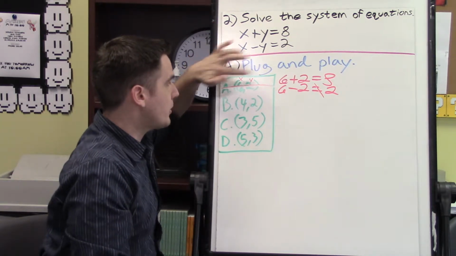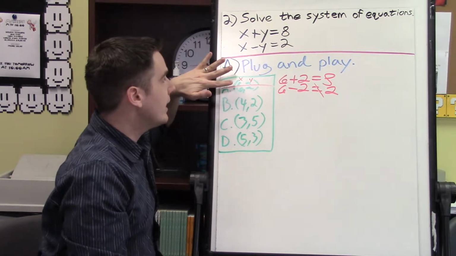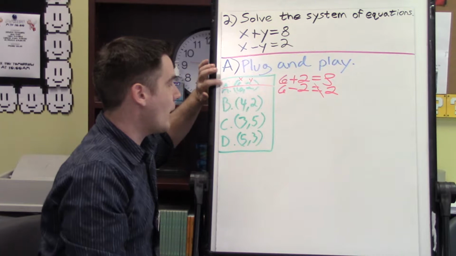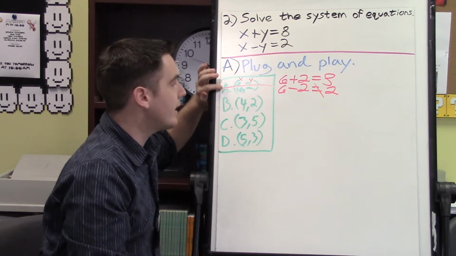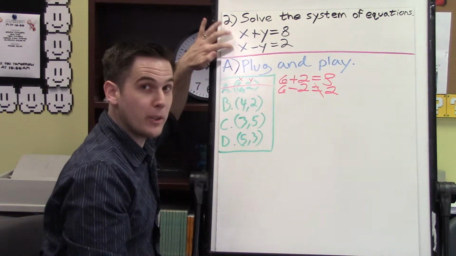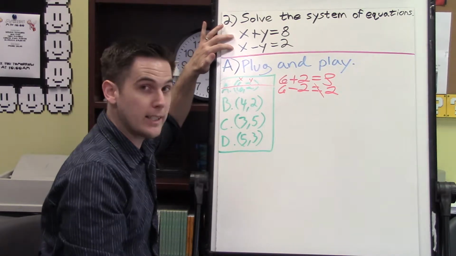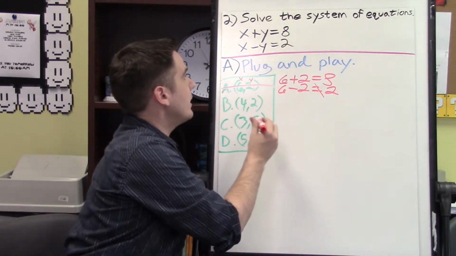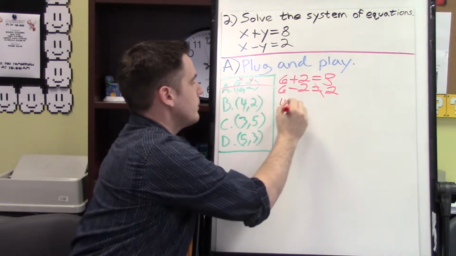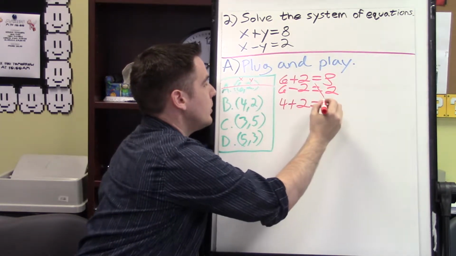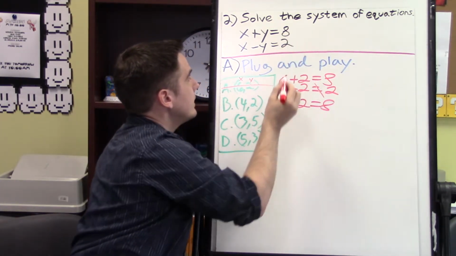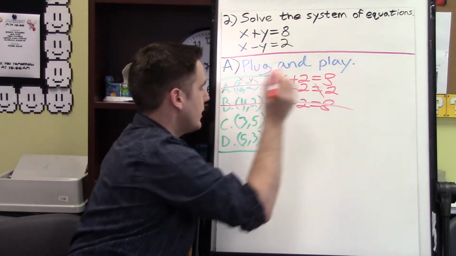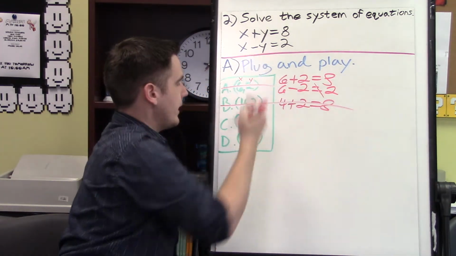It has to work for both. That's why you don't want to just plug into one and be lazy with it, because you could end up with the wrong answer. That would have been a trap you would have hit right there if you didn't try out both equations. I see students get that wrong all the time. Next one, 4 plus 2 equals 8. No, it doesn't, so we don't need to try the second one out.